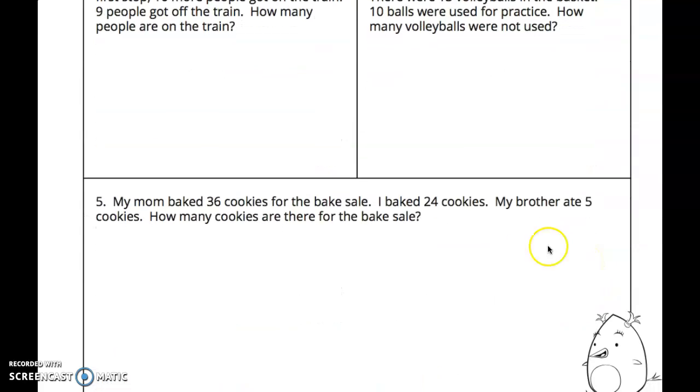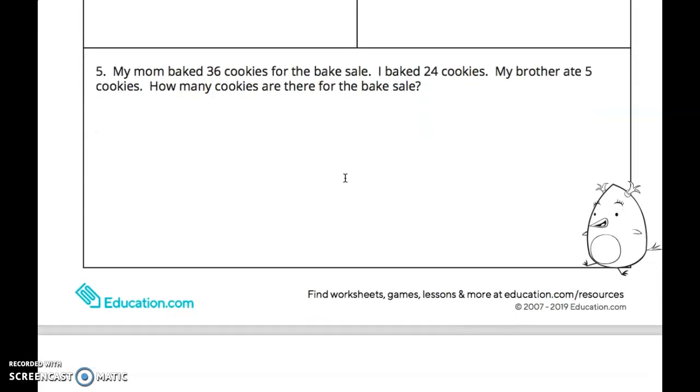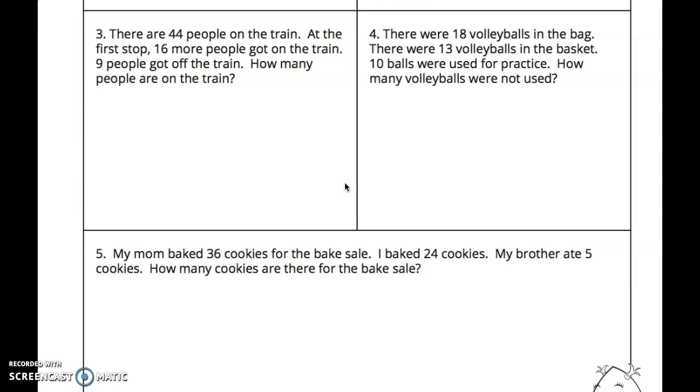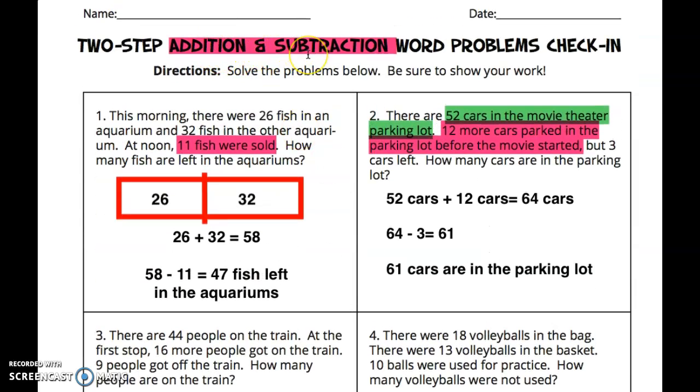You guys have 3 problems to do on your own today. I told you this math lesson is really short and sweet, and it's a good review of what we've been working on during math every single day with problem solving. But you're only going to be doing addition and subtraction today.